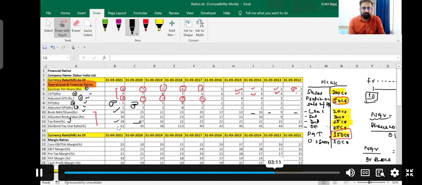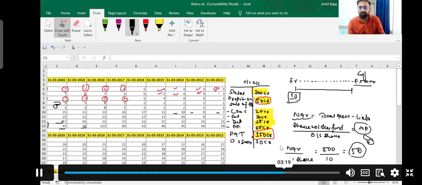Now here, if you see, the dividend payout ratio is given: 61%, 45%, 38%. This is the dividend payout ratio. How will you calculate the dividend payout ratio? Here the company's profit is 150 crore and the company is distributing a dividend of 75 crore rupees.